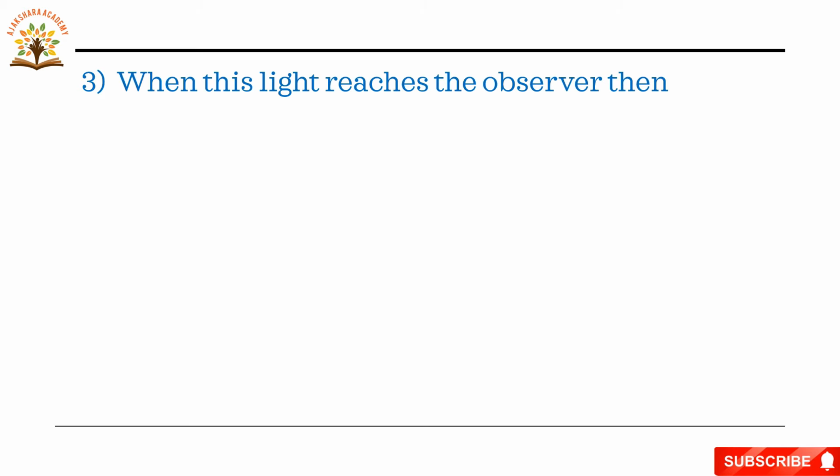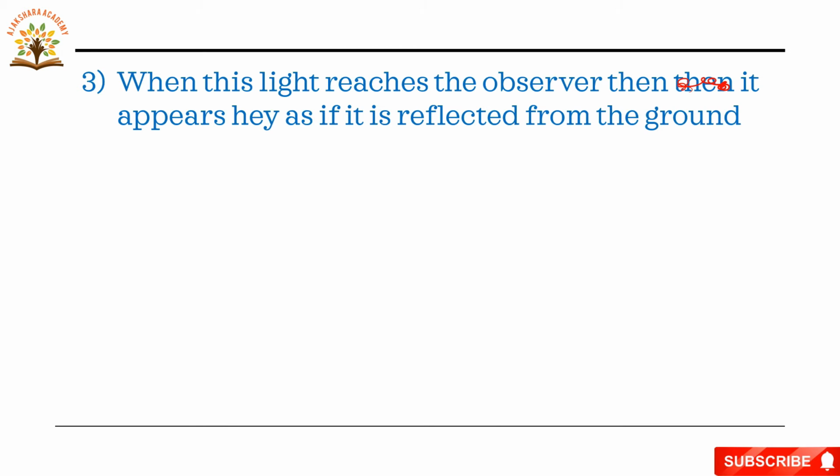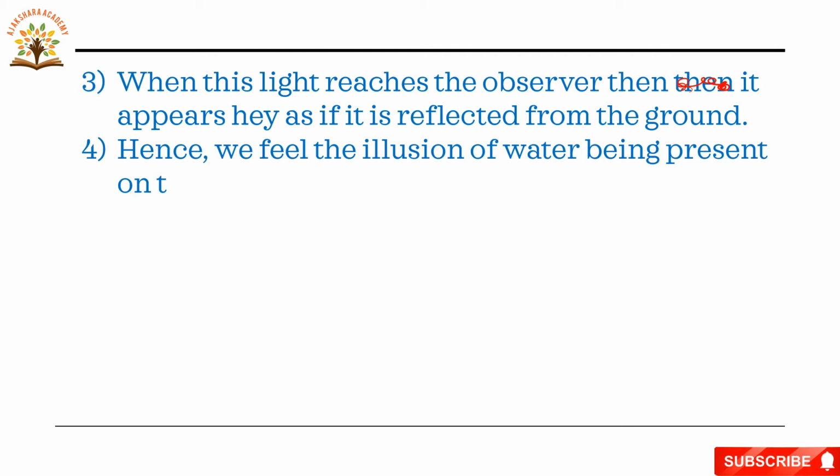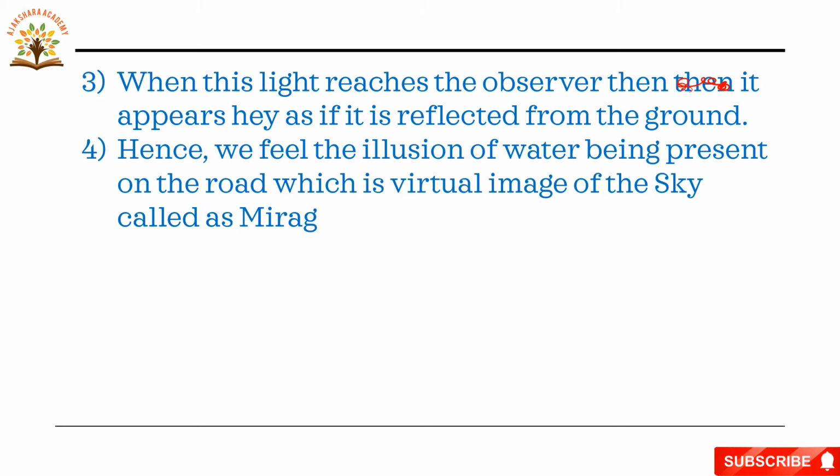So next point. When this light reaches the observer, it appears as if it is reflected from the ground. Hence we feel the illusion of water being present on the road, which is a virtual image.